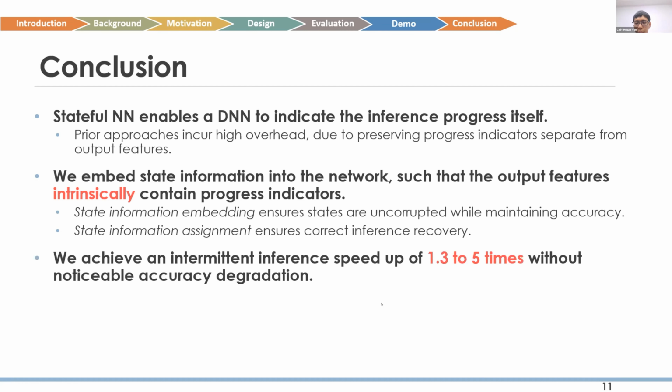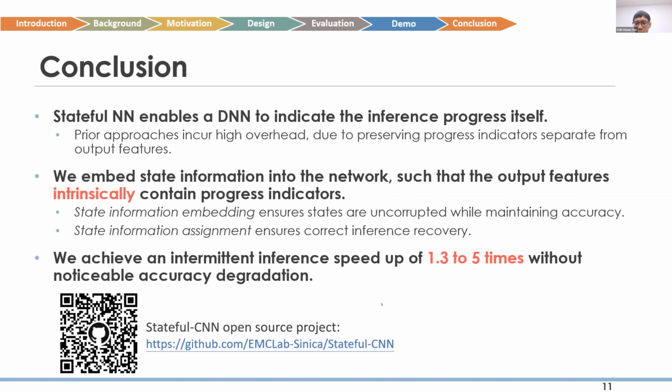Our approach can speed up intermittent inference by 1.3 to 5 times with negligible accuracy loss compared to two recent approaches. Improvements are more noticeable for convolutional neural networks deployed on severely resource-constrained devices, executed under weaker power. Our Stateful middleware stack has been made open, simplifying the development of low-latency, intelligent batteryless devices.